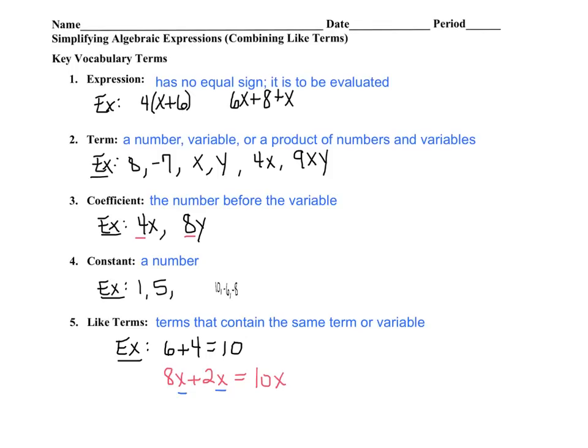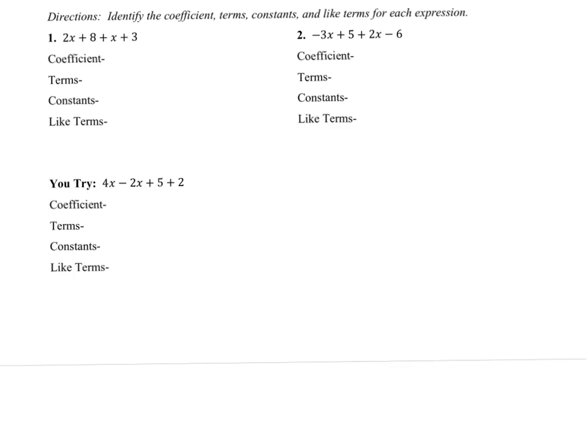Okay, so let's now identify the coefficient, terms, constants, and like terms for each expression. Let's look at our directions. It says identify the coefficient, terms, constants, and like terms for each expression. Our first one says coefficient. Remember now, a coefficient is a number before a variable. So let's look at our variables here. Here's a variable, and here's a variable.